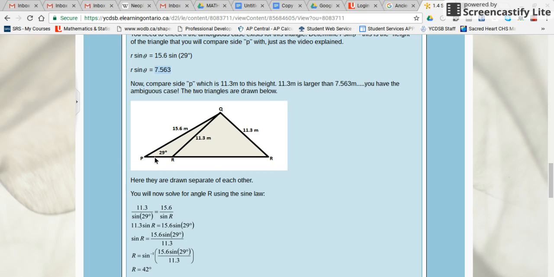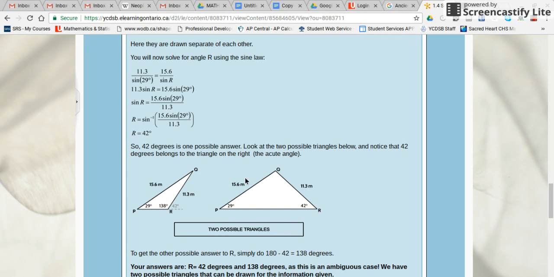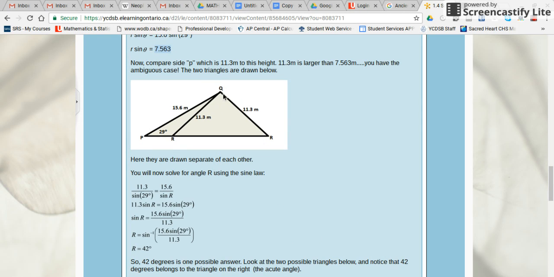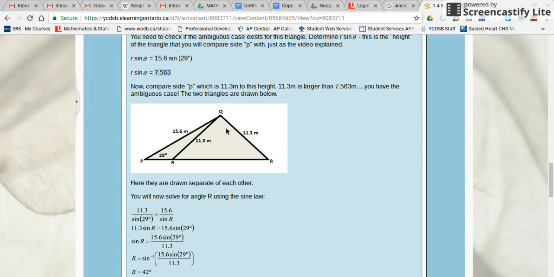Follow the cursor on the screen here, P, Q, R, and back. That's one of the two possible triangles. And you see that triangle down here, the one I'm circling. The other possibility is PQR being placed closer to P. That's the second triangle, which you have here. And that occurs because of this ambiguity, the ambiguous case of having this isosceles triangle here. These lines, the 11.3, can be in two places.